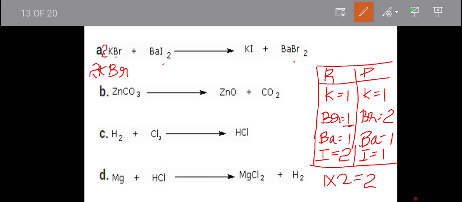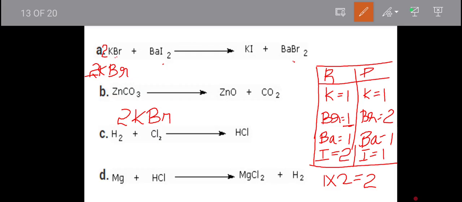Now you just remember one thing. We have put 2 KBr, right? So this 2 is not for bromine. This 2 is common for whom? Both potassium and bromine. Got it? So this 2 is common for both potassium and bromine. Here you can see 2K, which means 1 potassium has changed to 2. Bromine also changed to 2.